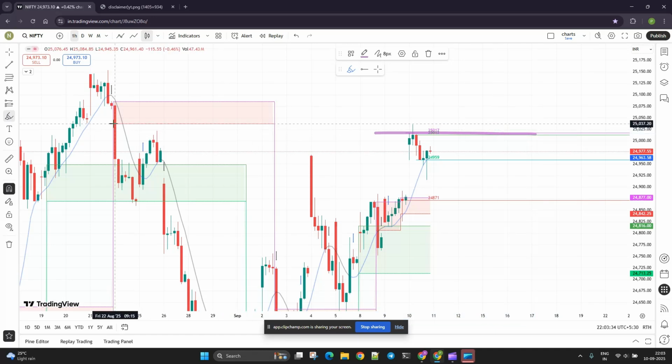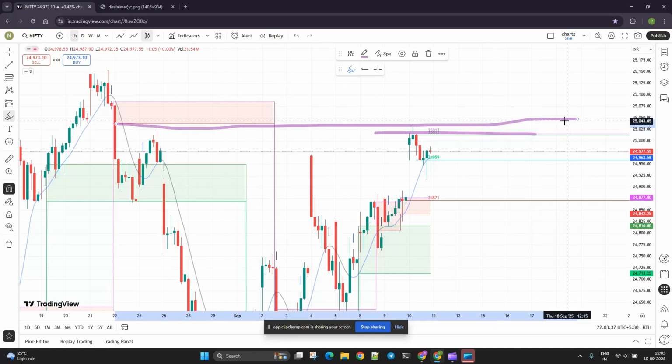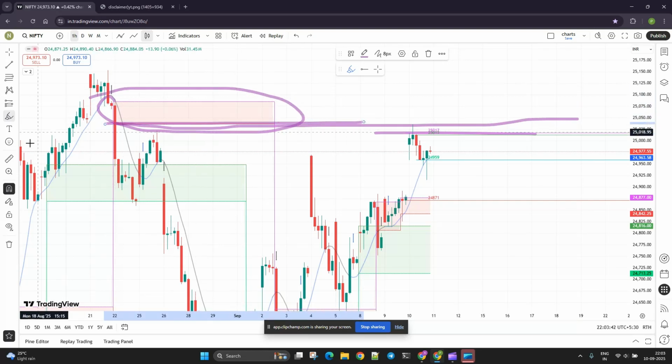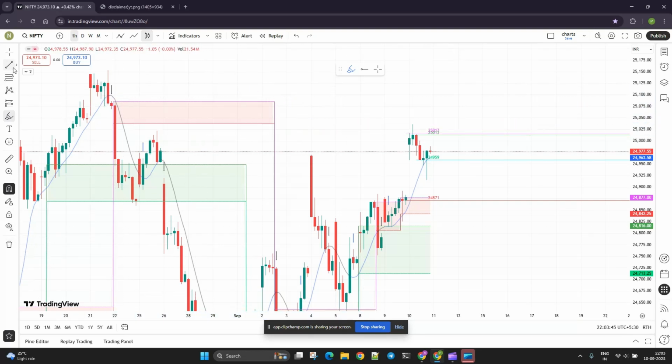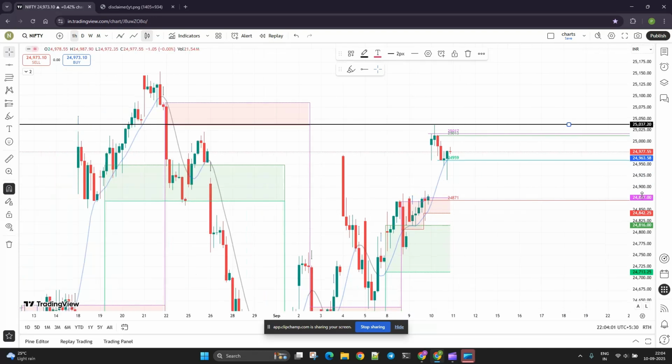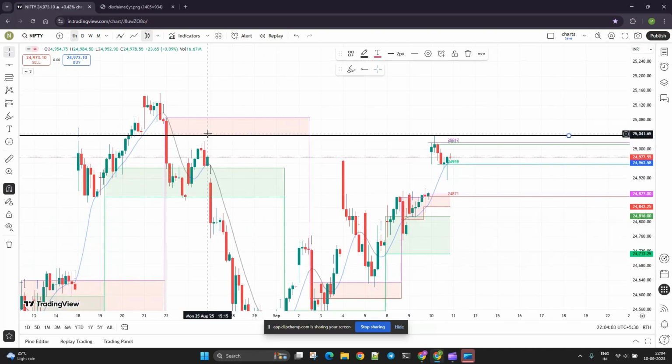Now see, this came all the way to this supply zone. This supply zone is sitting at what value? Let me show it. What is that? 25,037. What is this value? 35.70.